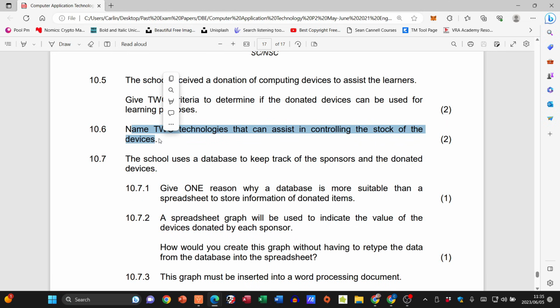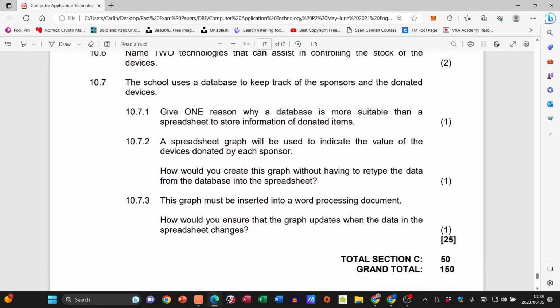10.6, name 2 technologies that can assist in controlling the stock of the devices. So if I get all these devices into the school, how can I make sure to basically keep track of them? I can use barcodes. I can use scanners. I can put it in a database. I can even use RFID tags. I can use any of those technologies to make sure that I not only keep track of where they're going, but to make sure that I know how many there are as well.